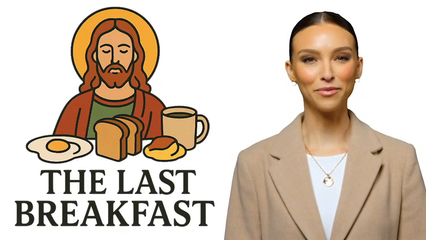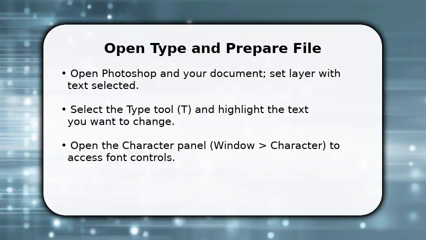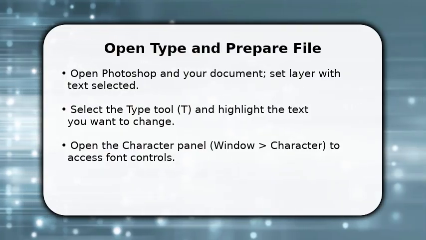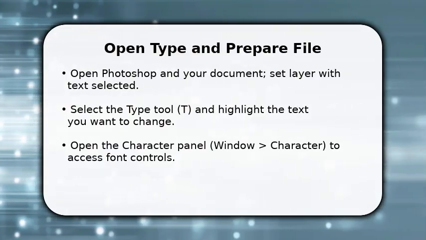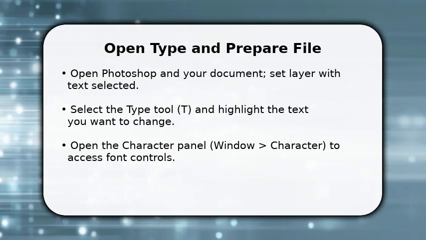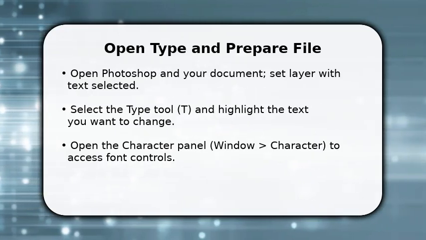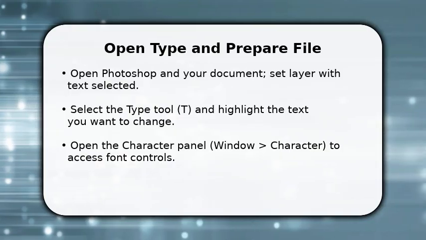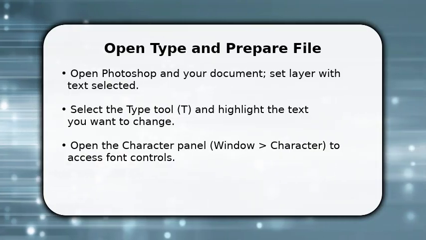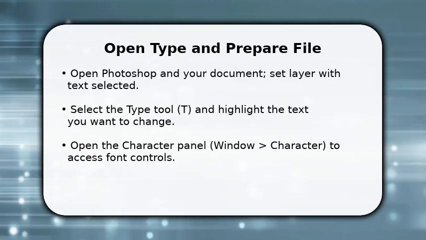Please enjoy the video. You start by opening Photoshop and selecting the text layer you want to change. Use the Type tool and highlight the text so any font search applies immediately. Open the Character panel from Window Character so you can see weight, size, and style options while you search.